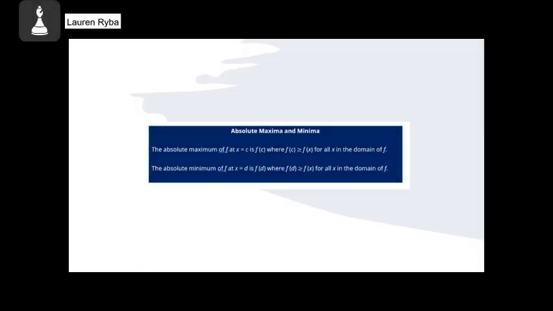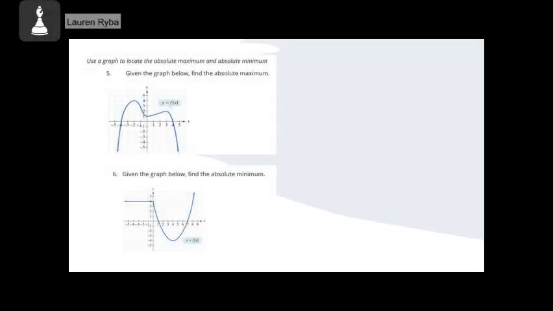In addition to local maximums and minimums, we can have absolute values for absolute max and mins. Now, this means the absolute highest that the graph goes in a given window or the absolute lowest that it goes. For graph 5, it wants us to find the absolute maximum. So that means what is the absolute highest value that this graph will go to. And if you are looking at the graph, the high point is here.